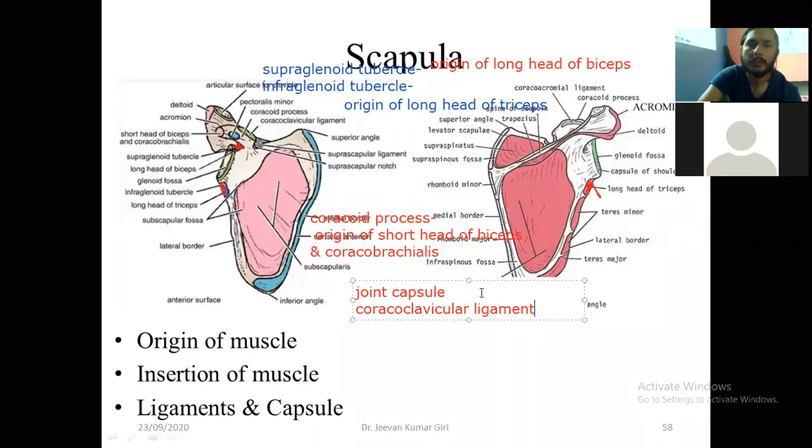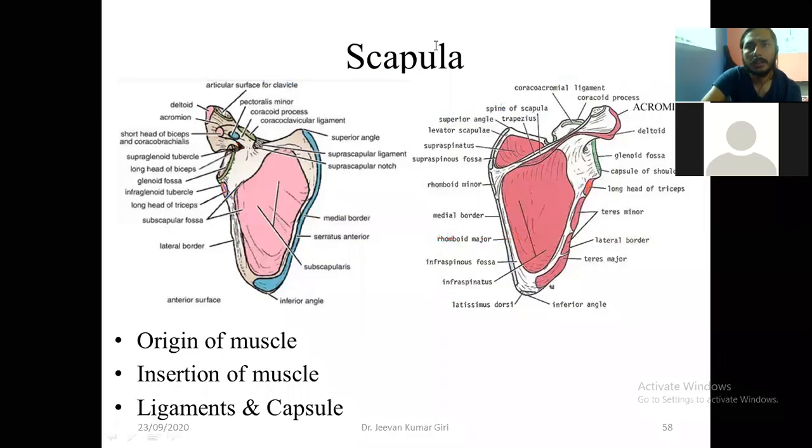Okay, and if you want to know more, see in the coracoid process there is the insertion of the pectoralis minor muscle also. Okay, see this is the pectoralis minor muscle. Okay, up to here. So this is about the scapula.